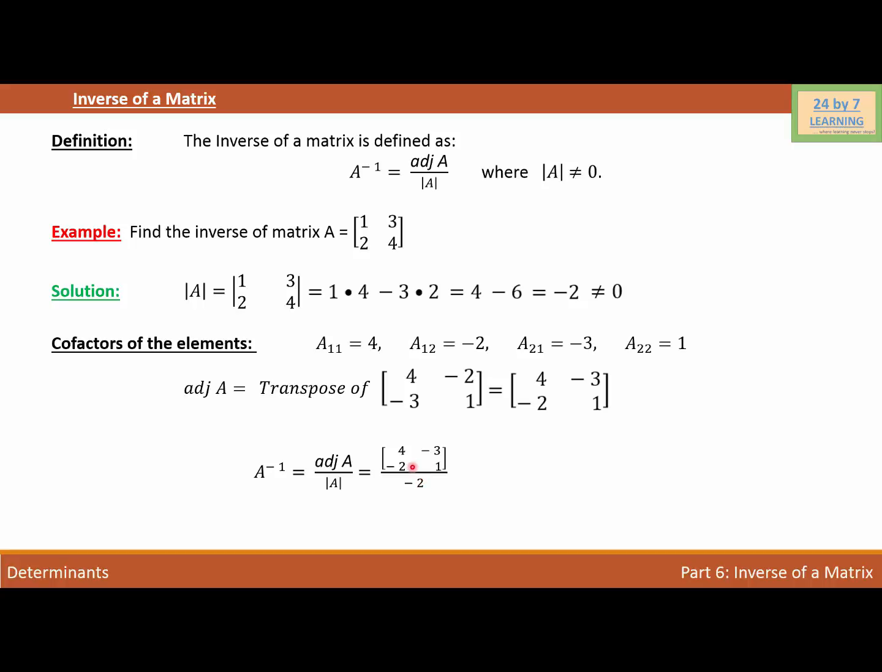We need to divide each and every individual element of this matrix by negative 2. If we do that, we will get our resultant matrix as negative 2, 3 over 2, 1, negative 1 over 2. And this is our inverse of matrix A, which is right here. This is how we can find the inverse of any matrix of any order.